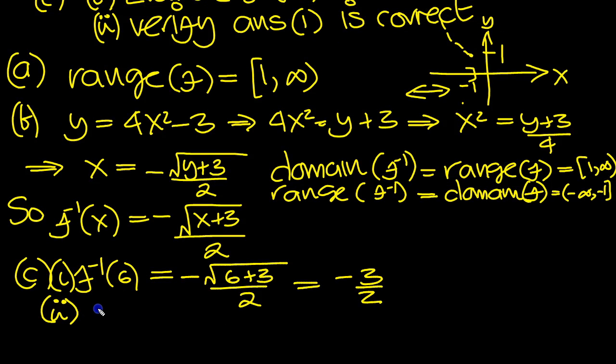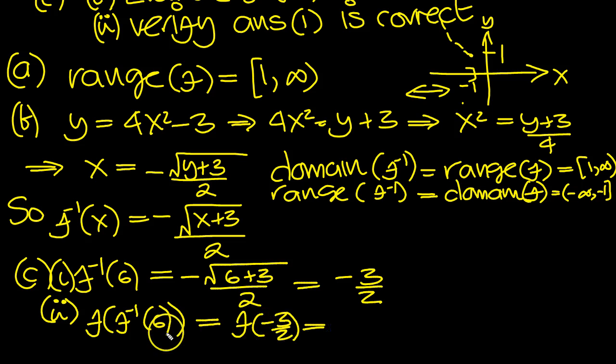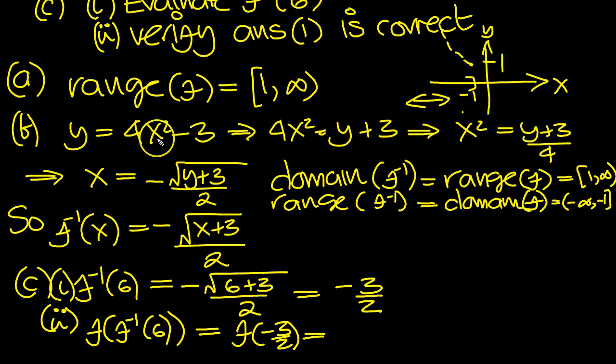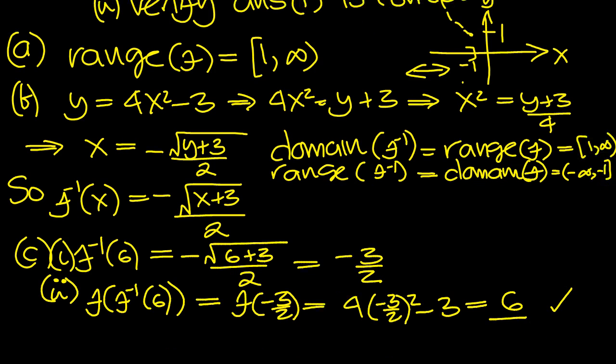Okay, so let's just do f f⁻¹. And we should get the value 6, shouldn't we? So this was f of minus 3 over 2, and that needs to be equal to the value 6 in order for this value to be correct. So f of minus 3 over 2 then, here's our function here, so it's 4 lots of (-3/2) squared minus 3. When we square this fraction, the minus disappears, the 4's cancel, 3 squared is 9, 9 take 3 is 6. So it is verified.